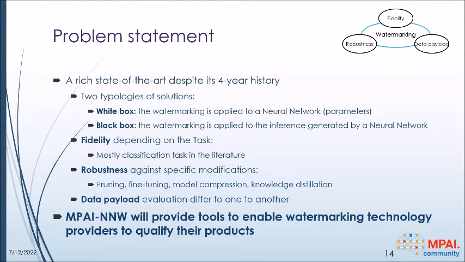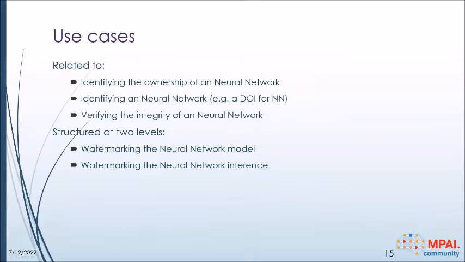And the complexity. So, MPAI neural network watermarking will provide tools that will enable the watermarking technology providers to qualify their products. So we target the watermark technology provider and not necessarily the neural network provider. It can be the same business, the same entity, or different entities in the same company, or different companies. But with this standard, we do not provide neural network watermarking tools. We provide tools to assess the quality of existing neural network watermarking technologies.